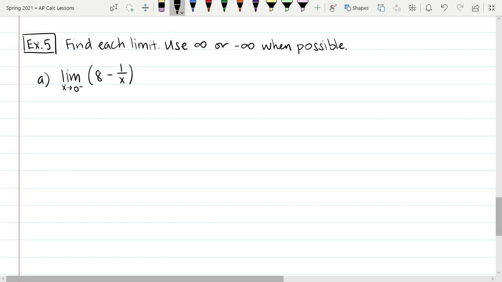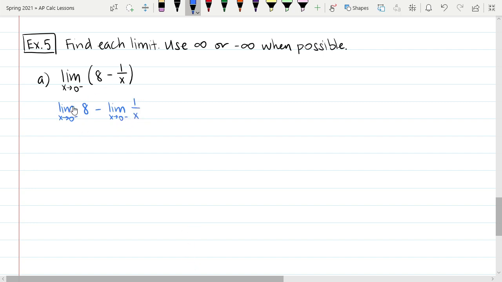All right, so let's wrap up here with just a couple last examples. So we've got the limit of 8 minus 1 over x as x approaches 0 from the left. And we're just going to, again, find each limit, and we're going to use infinity or negative infinity when possible. So for this one, again, because I've got the limit of a difference, I should be able to think about the fact that this is the limit as x approaches 0 from the left of 8 minus the limit as x approaches 0 from the left of 1 over x.